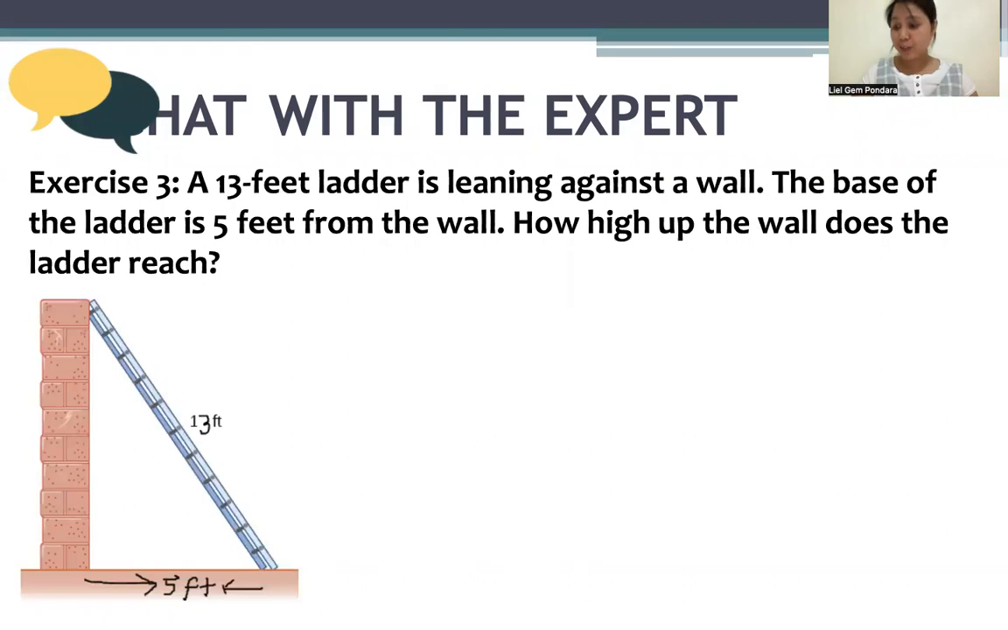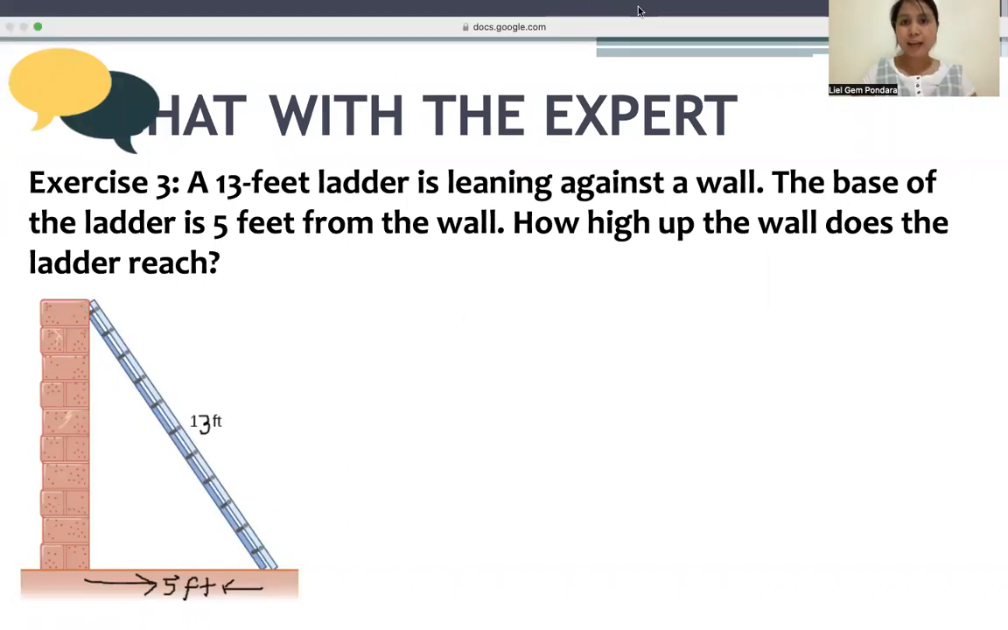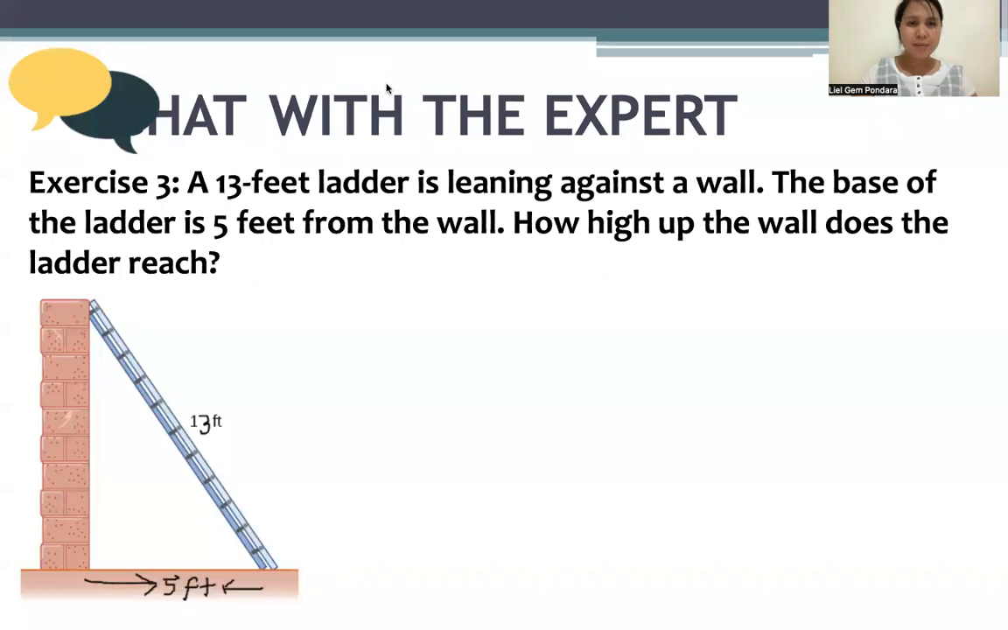A 13-foot ladder is leaning against a wall. The ladder is 13 feet long and it's leaning against the wall. The base of the ladder is 5 feet from the wall. The question: how high up the wall does the ladder reach? We don't know how high the wall is where the ladder is reaching, so you'll just name it as X. So we say, let X be the height of the wall reached by the ladder.